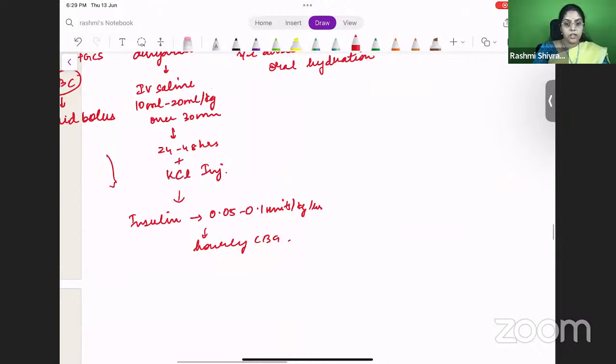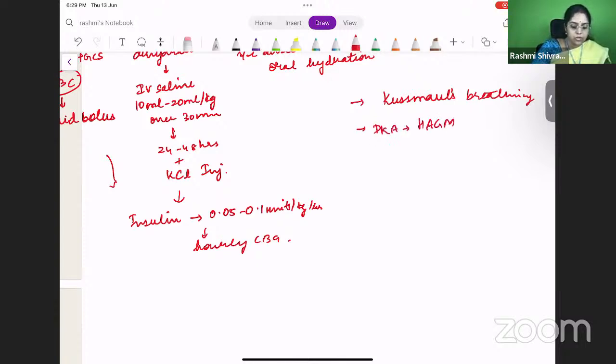Okay, so the mother was saying that the patient is having difficult breathing, right? What type of breathing is it called? It's called Kussmaul's breathing. Kussmaul's breathing is the type of respiration that you have in metabolic acidosis. So what type of acidosis do you get in DKA? It is high anion gap metabolic acidosis.